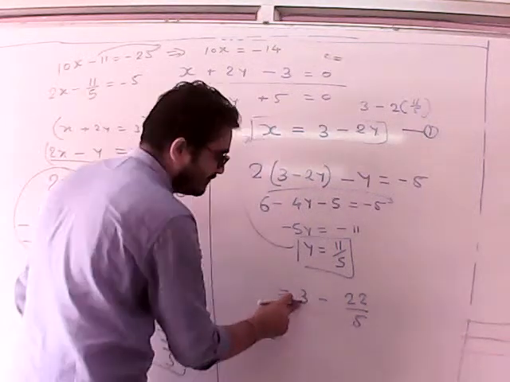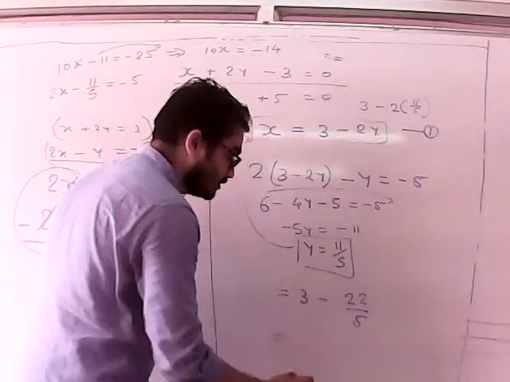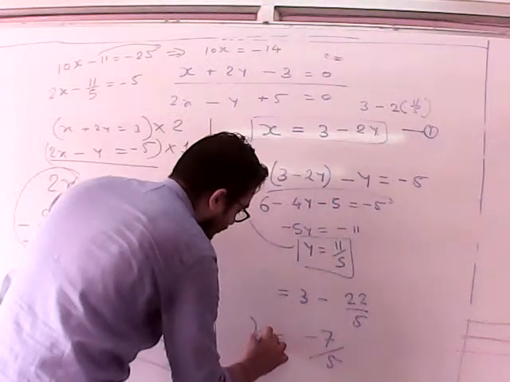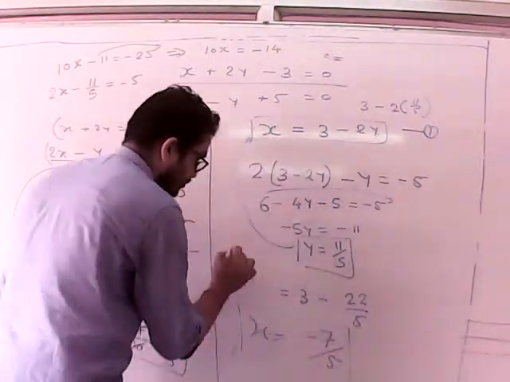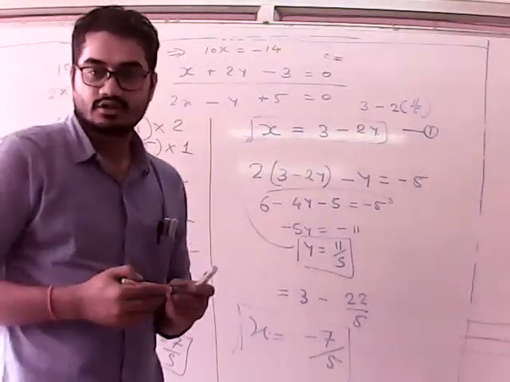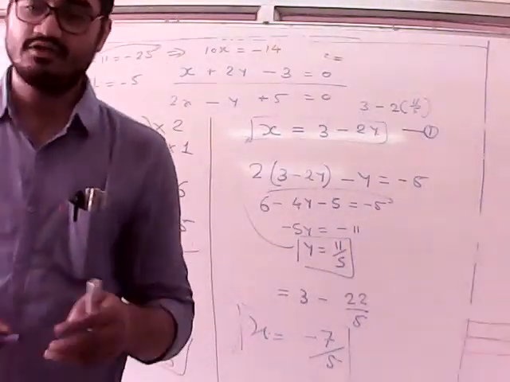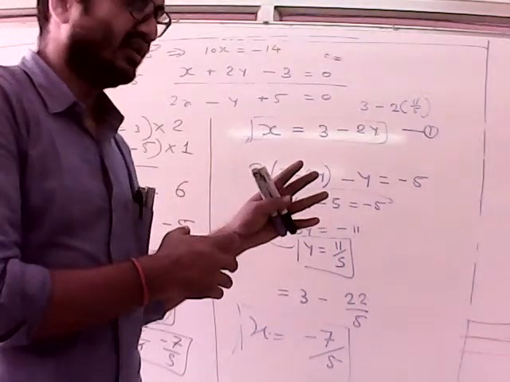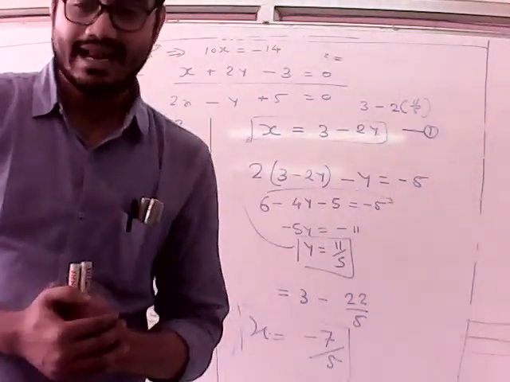So 5 3s are 15, 15 minus 22. So that is minus 7 upon 5. So that is the value of x. So here we got the value of x. So those are the two methods by which we can solve the equation. That is called the substitution method and the elimination method.